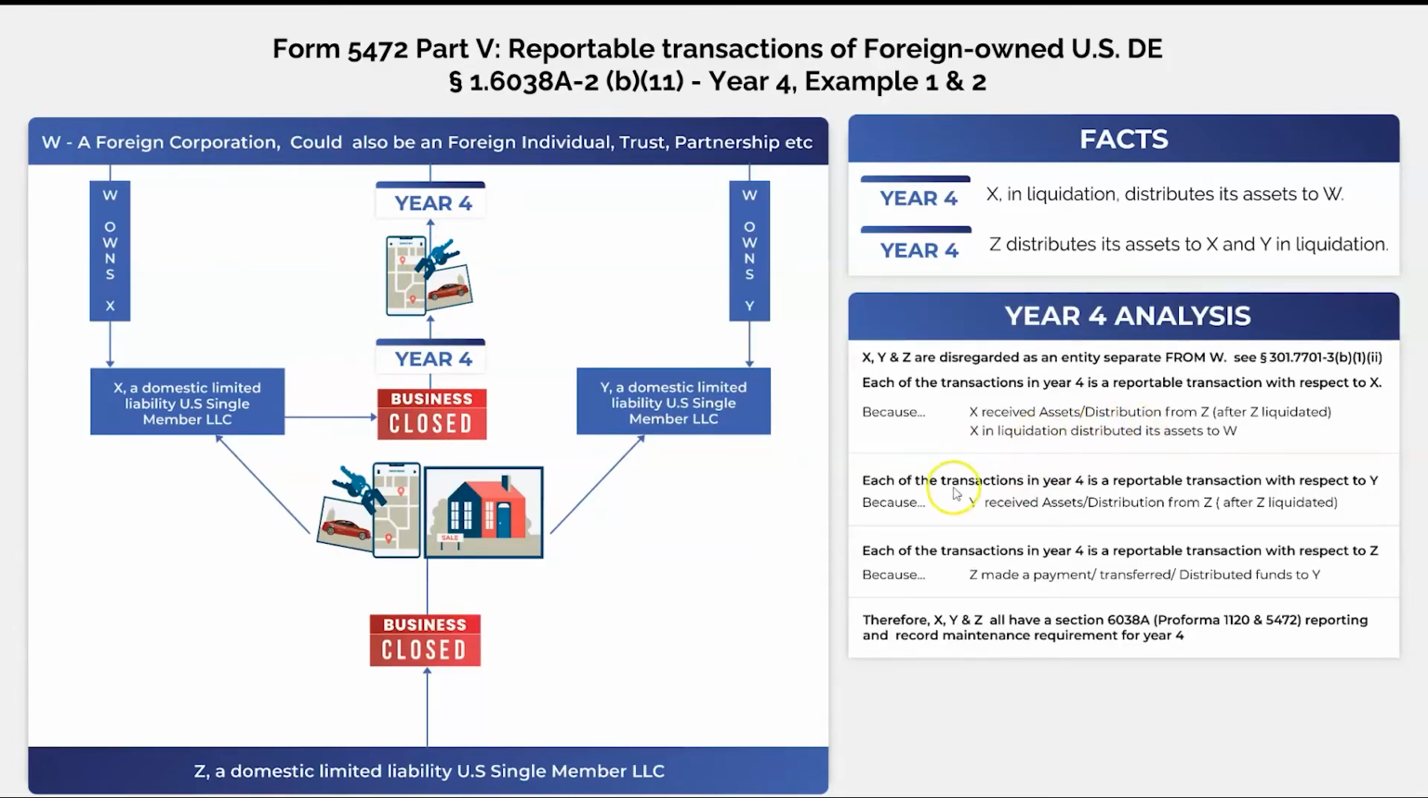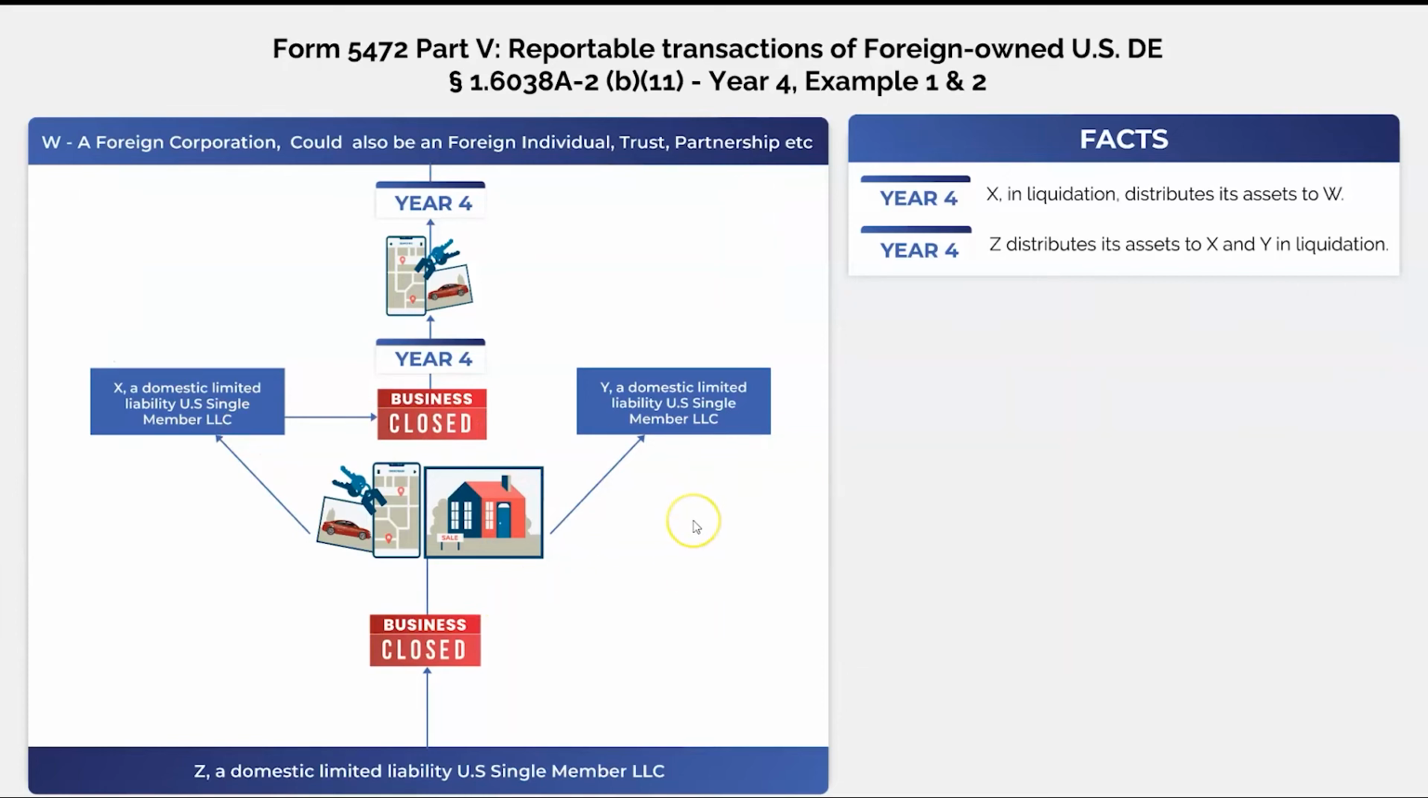X also has a reportable transaction because it received liquidation. X in liquidation distributed its assets to W. So we've looked at that. X received assets or distribution from Z. So after Z liquidated, it distributed assets to X and Y. So let's roll back and see what happened.